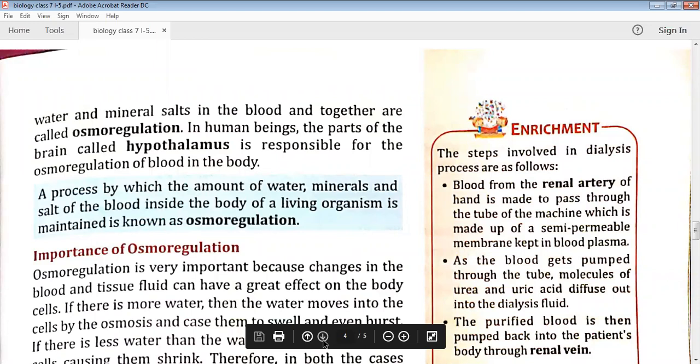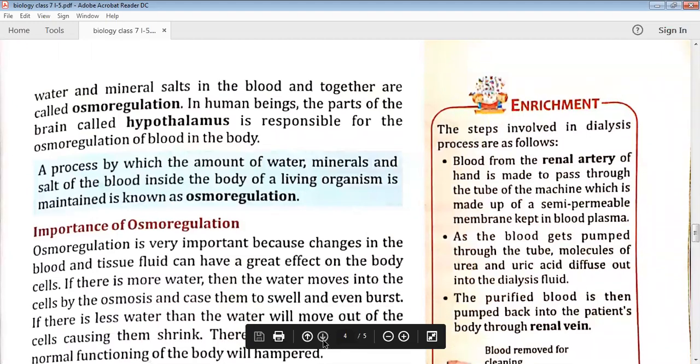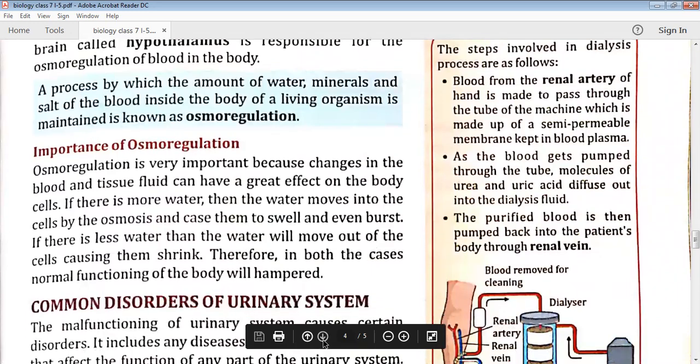So which part of the body controls this osmoregulation? Hypothalamus, which is present in the brain. It will direct the kidney, it will give instruction to the kidney to perform the function of osmoregulation. Okay, the osmoregulation process will be performed by kidney on instructions of hypothalamus, which is present at the back of the brain.